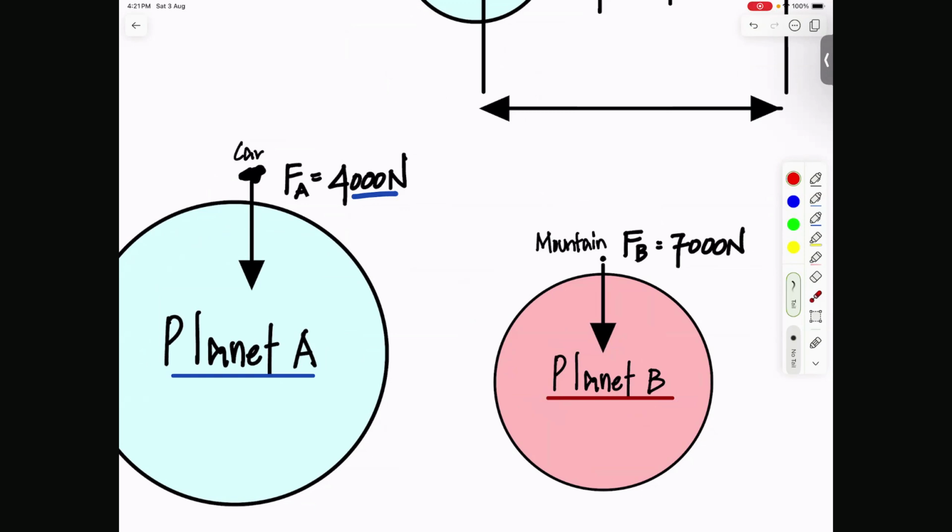And that's only possible. You guys answered it, right? How did you figure it out? Because I gave you context here that this is a car and this is a mountain.